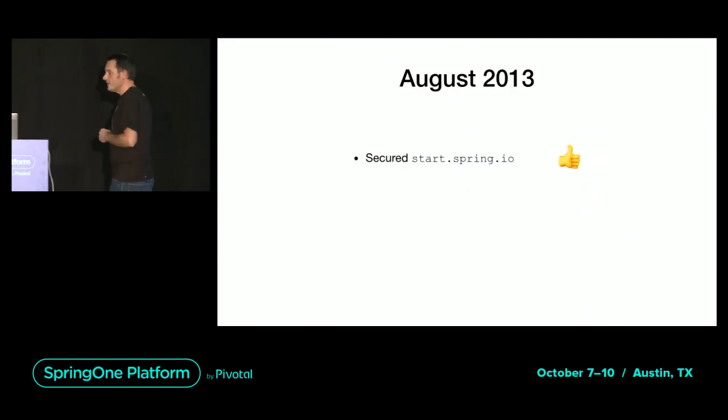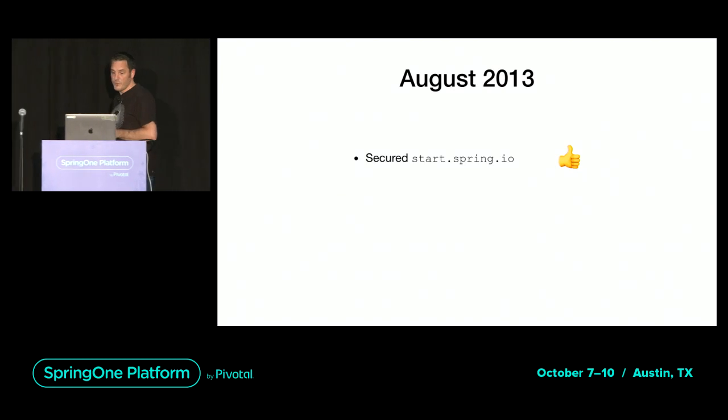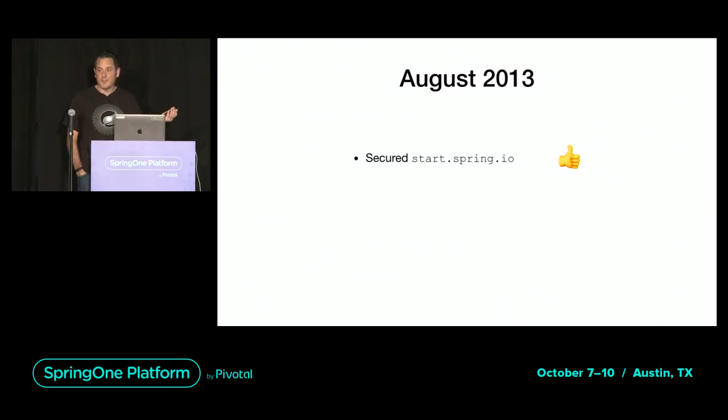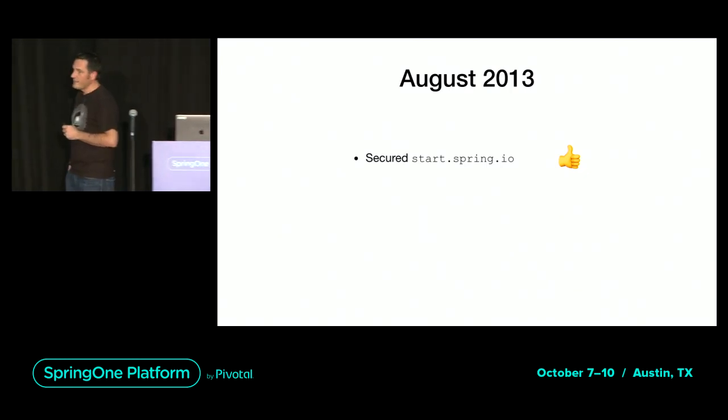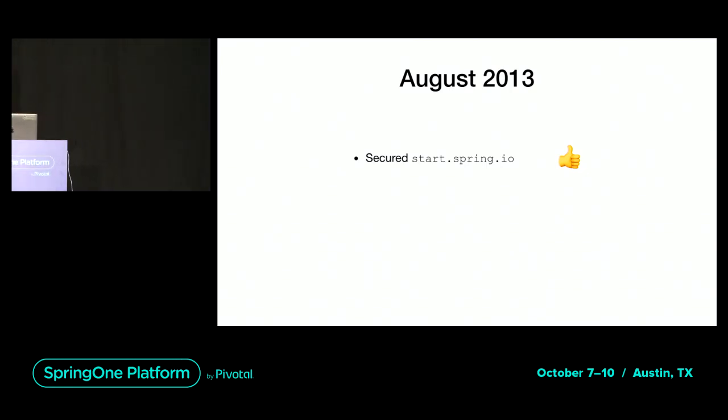A bit after that, I don't remember exactly when, we secured start.spring.io. So we decided to go with that name, and that's the name we all know today. So this is something we did right from the start.